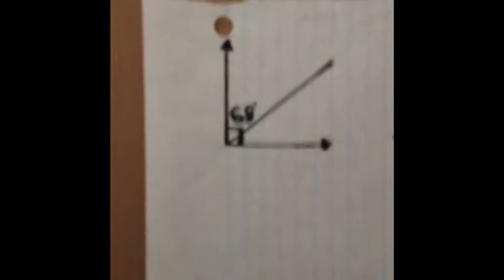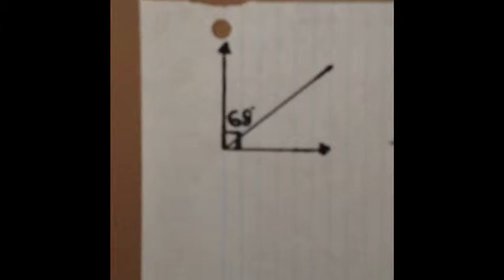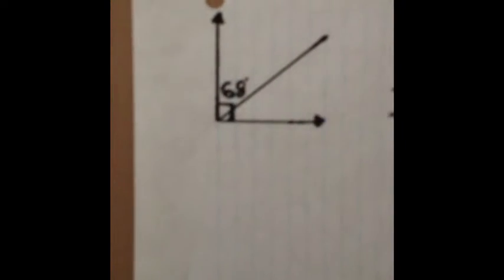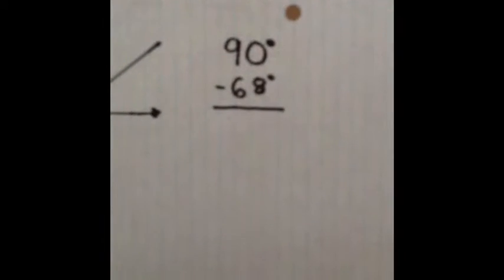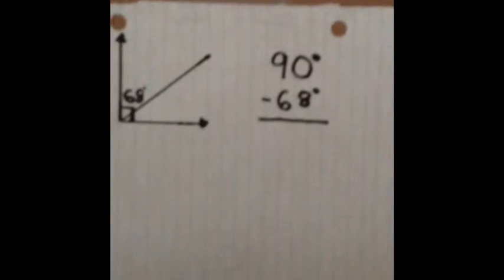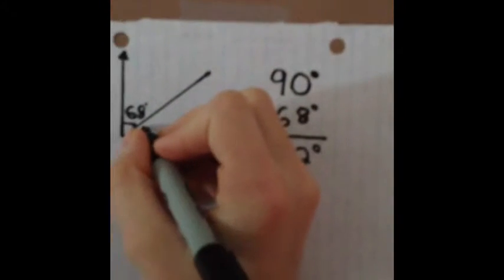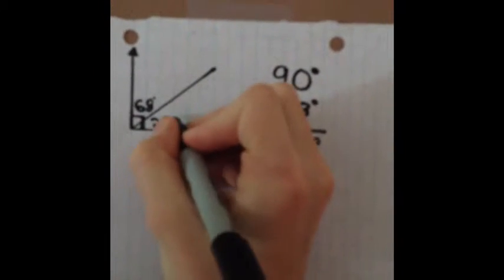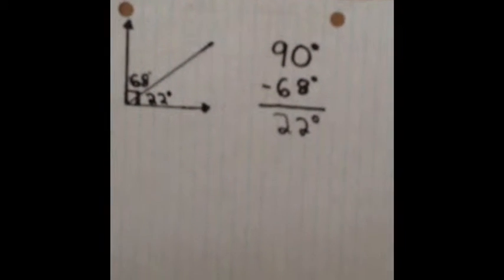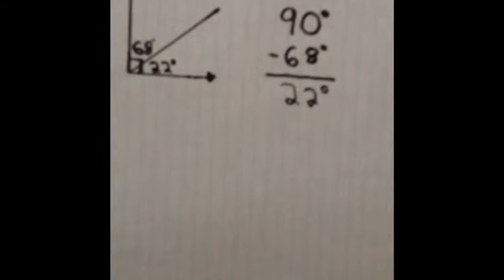So in this problem, we have a right angle. So it's a dead giveaway that we have complementary angles. So we need to subtract 68 degrees from 90 degrees because that's the measure of that angle, and we will get 22 degrees for this angle. So those angles are complementary because they will equal 90 degrees.